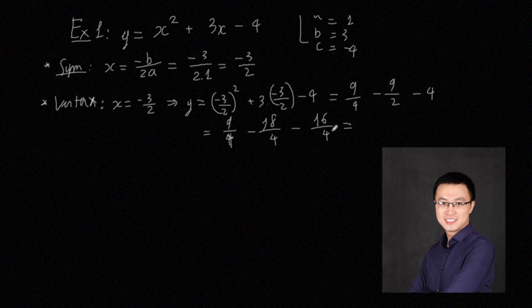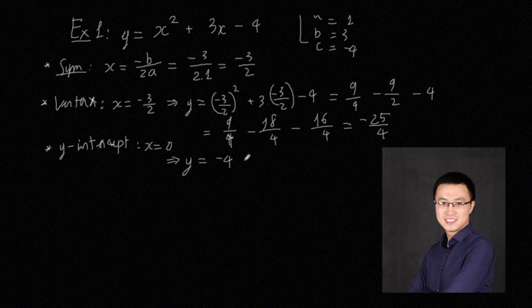Okay, so you have 9 minus here is 7 and you have minus 25 divided by 4. And continue with step 3. You identify the y-intercept. The y-intercept you identify by putting the value of x equal to 0, and when x equals 0 you will have y equal to minus 4.